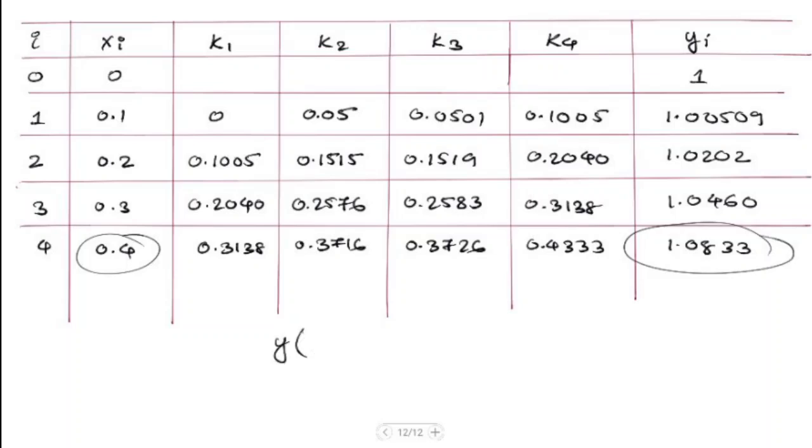So the value of y at x is equal to 0.4 that we are searching in this question here is approximately equal to 1.0833 up to 4 decimal places. And that's the end of task 3.